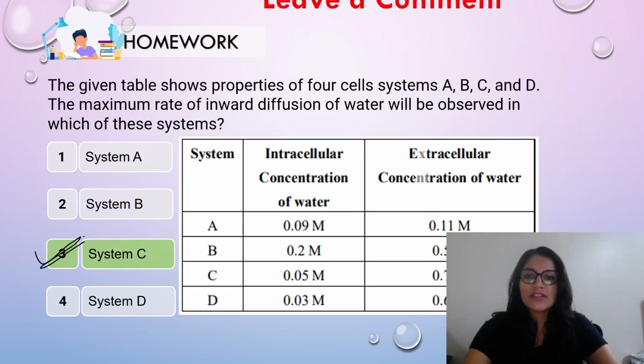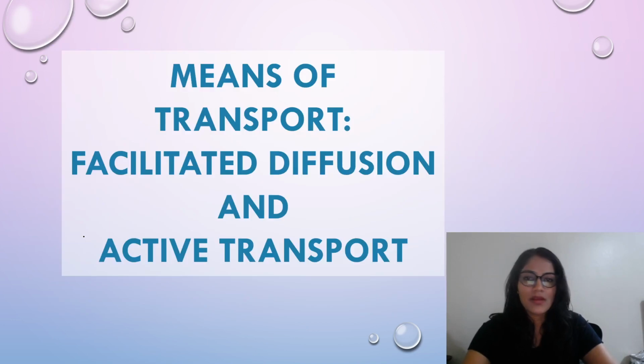Moving forward to the next one. Okay, let's move. Now we are going to talk about the means of transport. We are going to continue discussing it, and the things that we are going to talk about are facilitated diffusion and active transport.